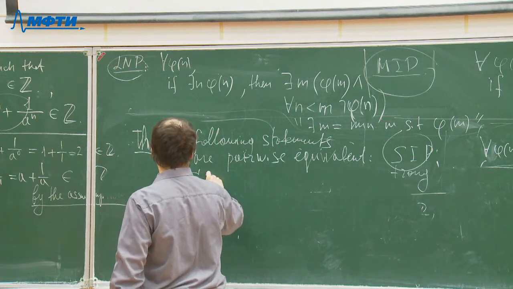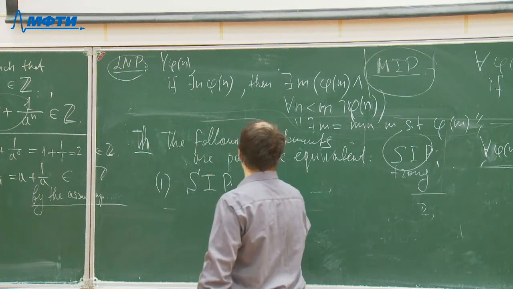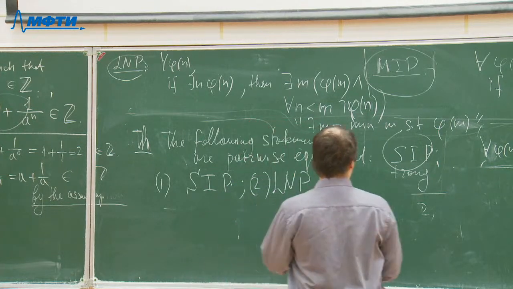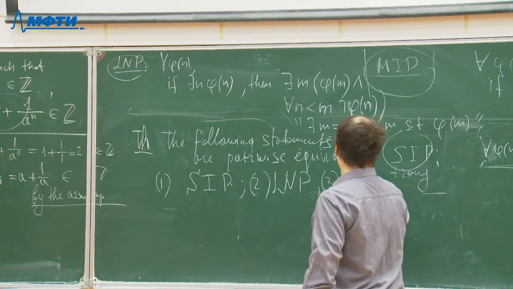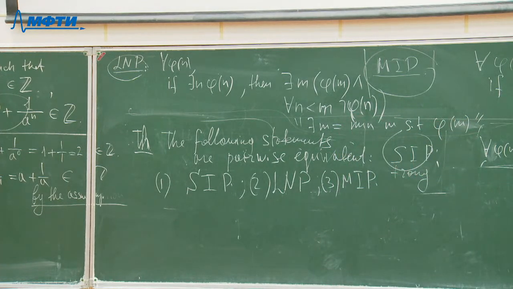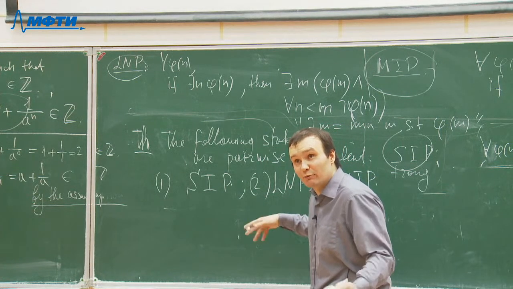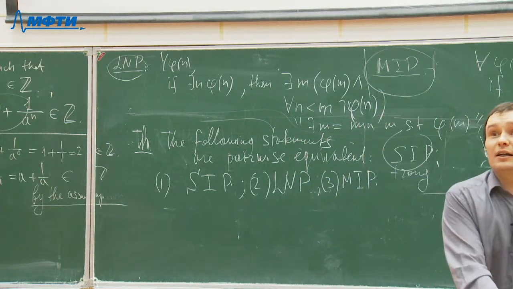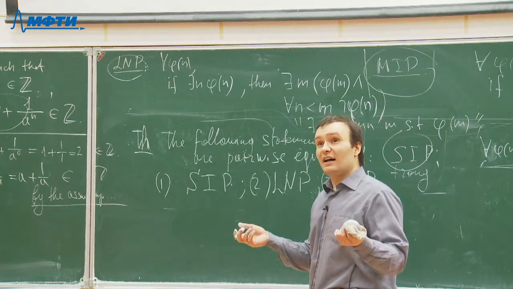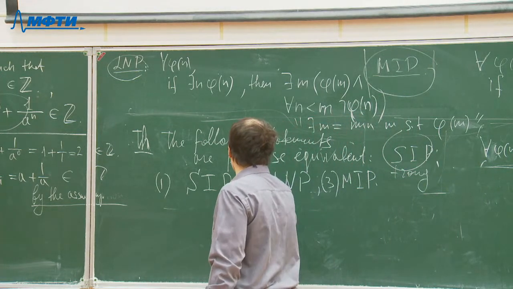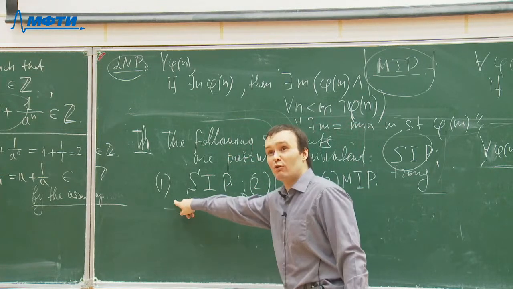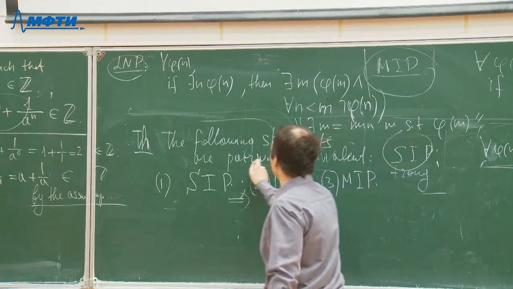First, strong induction principle. Second, the least number principle. Third, the principle of mathematical induction. Of course, naively, we have to consider every pair of our principles at the first glance. But that's not needed. In order to prove that three statements are pairwise equivalent, it is enough to prove three implications, from 1 to 2, from 2 to 3, and from 3 to 1.